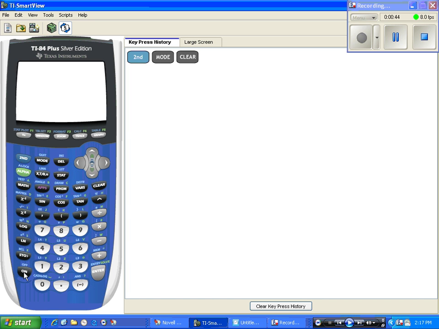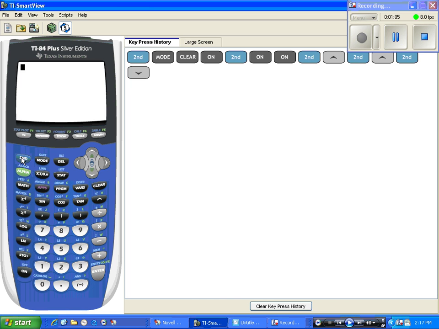To start with, to turn your calculator on, we have the on key. To turn it off, you have to first press the second key and then the off key, and then on to turn it on again. You can darken your screen by pressing second up arrow. You can do that repeatedly, and you can lighten your screen by pressing second down arrow. And again, you can do that repeatedly.